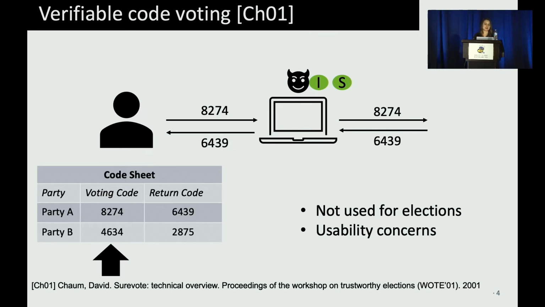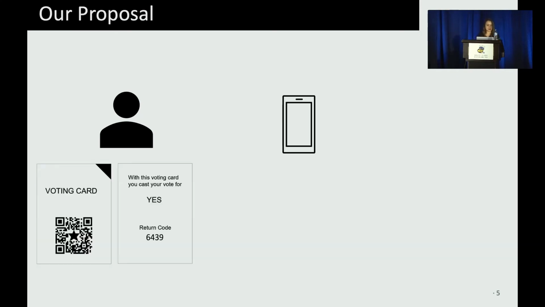And one of the concerns is the usability. So would the voters actually be able to use the voting system if they have to enter codes instead of just choosing their voting option? And this is the problem we attempted to solve in our work. In particular, we made the following proposal, how to make this verifiable code voting more usable.